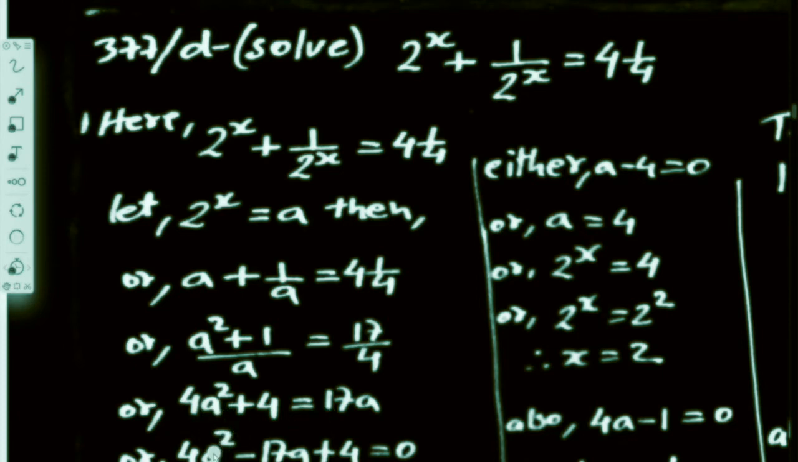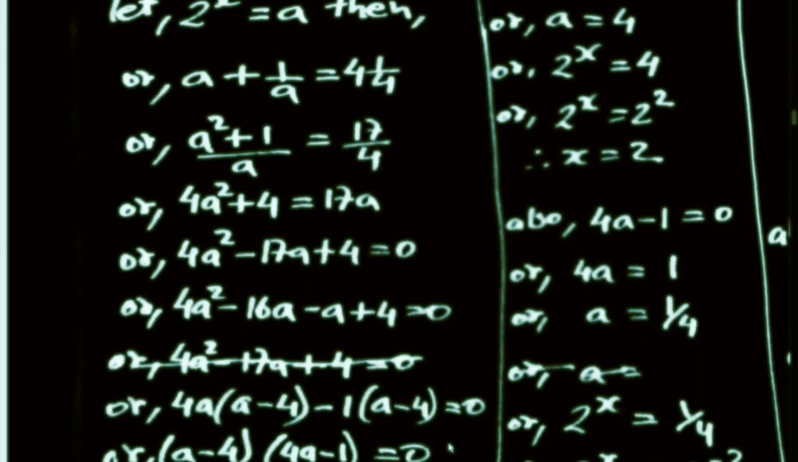Here, 4a square should be placed as usual. The side of 17a should be changed, so the sign of 17a should also be changed. Now, minus 17a plus 4 equals 0. Now this is in our simple form. By the factorization process, after factorizing all this, we can easily get the value of a.